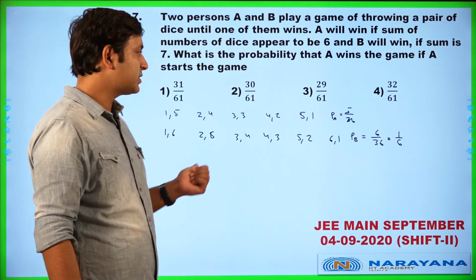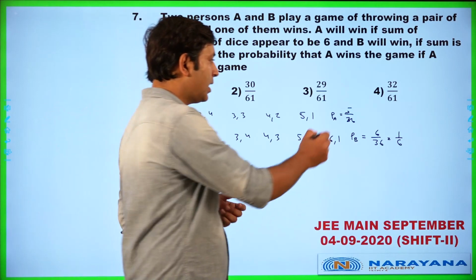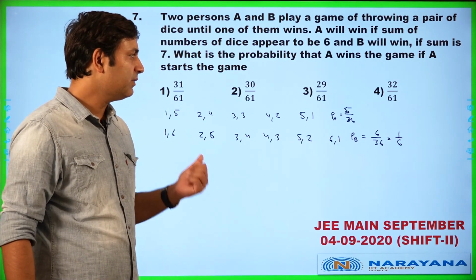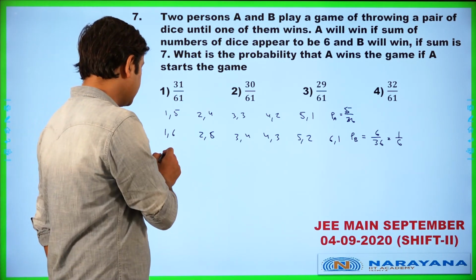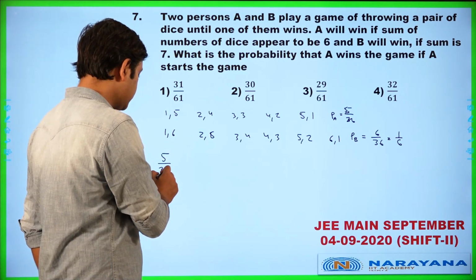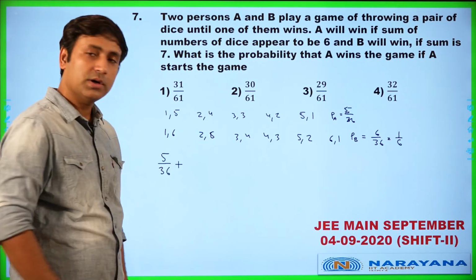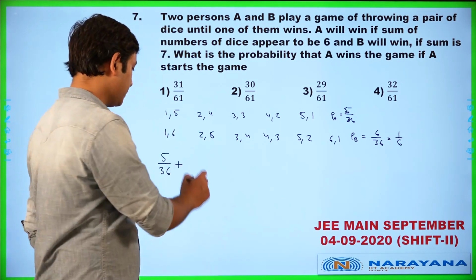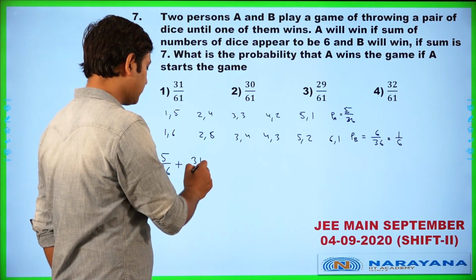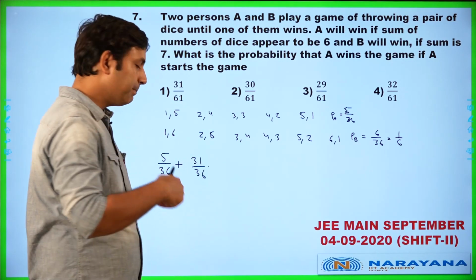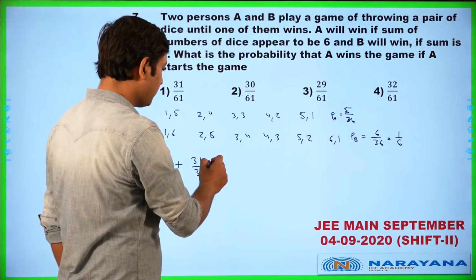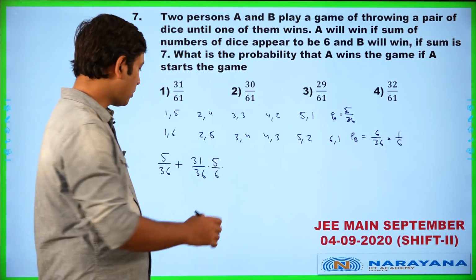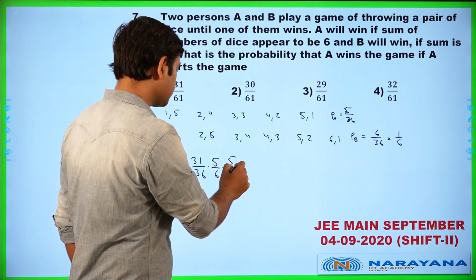Now, the first throw, A will win with probability 5 by 36. So either A will win in the first throw itself, or A will miss, B will miss, and then A will win. A will miss with probability 31 by 36. B will miss with probability 5 by 6. And then A will win with probability 5 by 36.